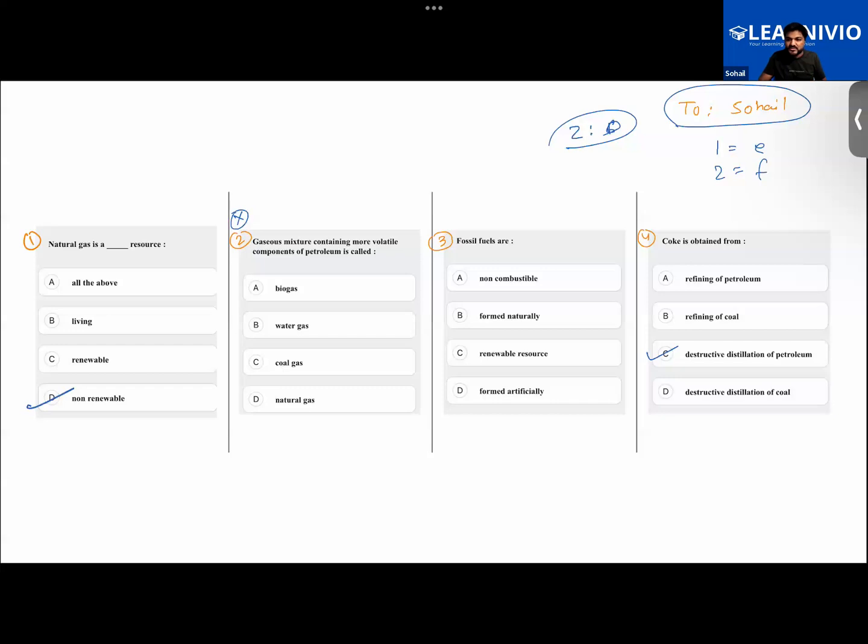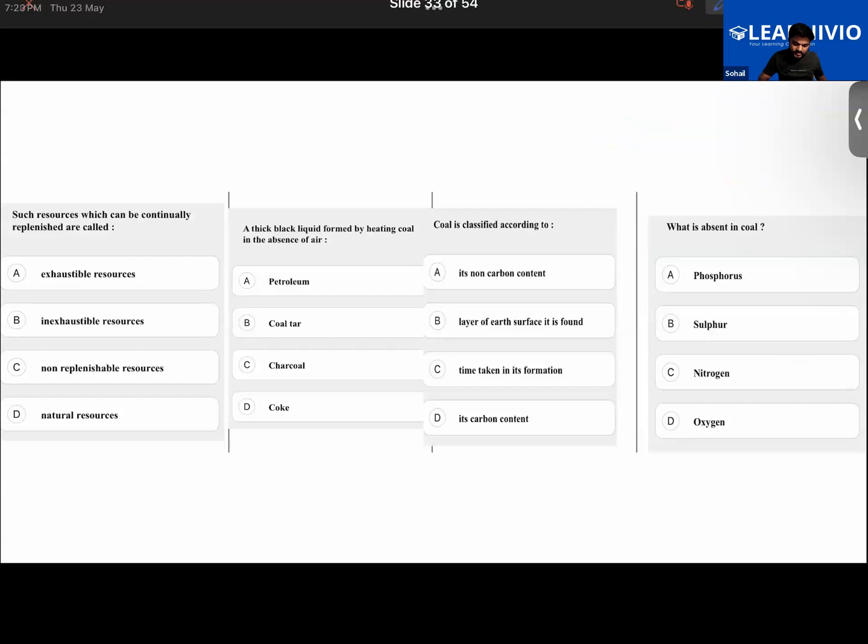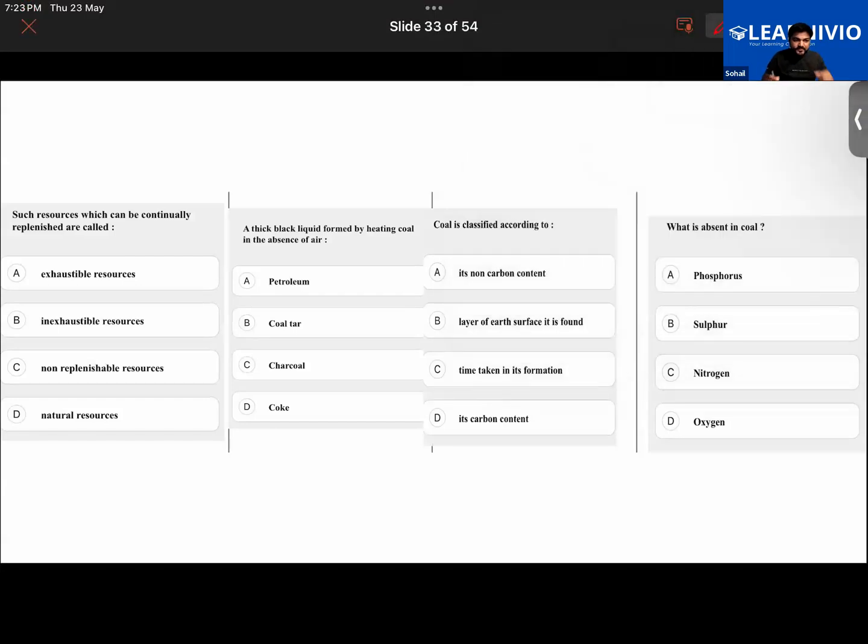Fourth one you have answered, yeah, it's correct. Who else is left? Third one you are answering C. Vaiga, for the third one, which answer do you have? Sir, B, but I mistakenly wrote C. Okay, no issues. For the fourth one, it is C. All right, good. Some more questions are there, but I will discuss them in the class. Such resources which can be continually replenished, what do we call them? Alif.